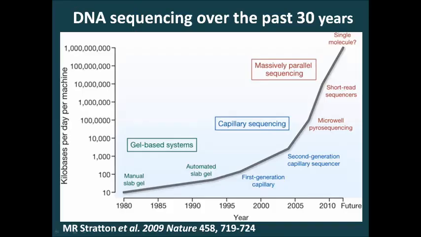Now, next-generation sequencing technology was made possible by the advent of massively parallel sequencing. In other words, if we see on this slide, in the early 80s and early 90s, gel-based technology for sequencing was quite costly, estimated at approximately 10 cents per kilobase.